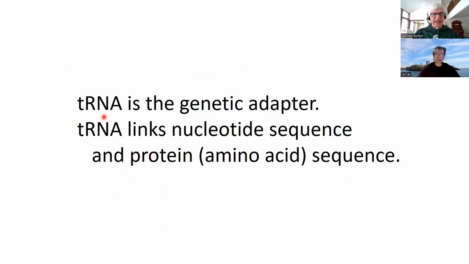So transfer RNA is the genetic adapter. tRNA therefore links nucleotide sequence and protein sequence. Protein sequence is amino acid sequence, and the ratio is a 3 nucleotide codon or anticodon in tRNA to 1 amino acid.